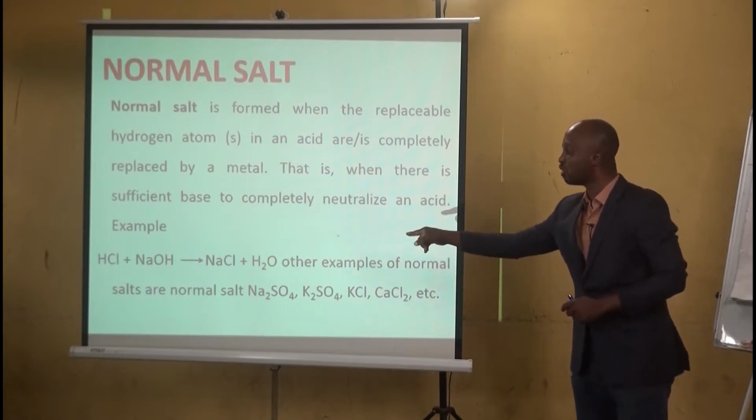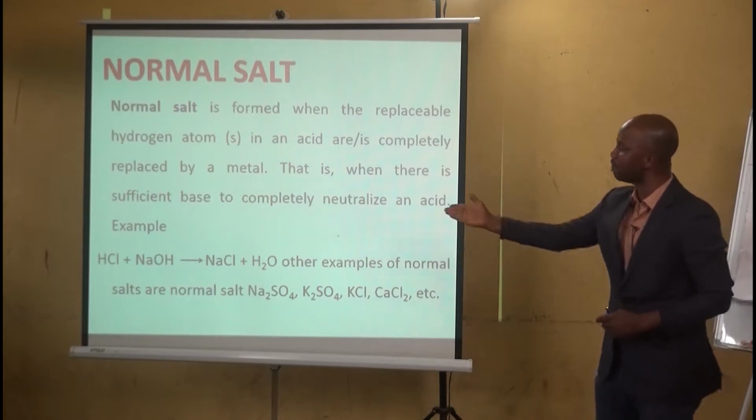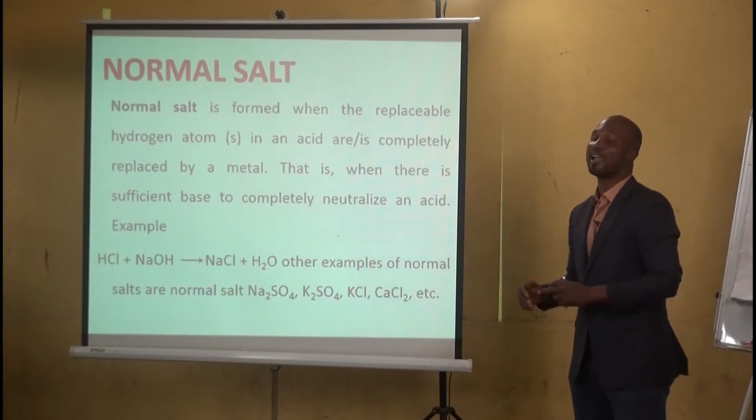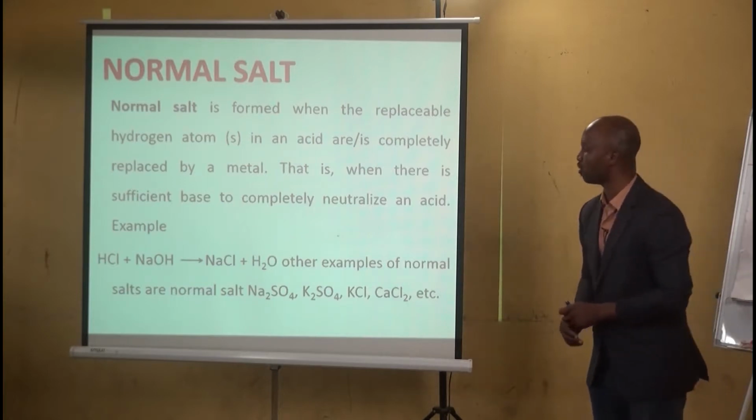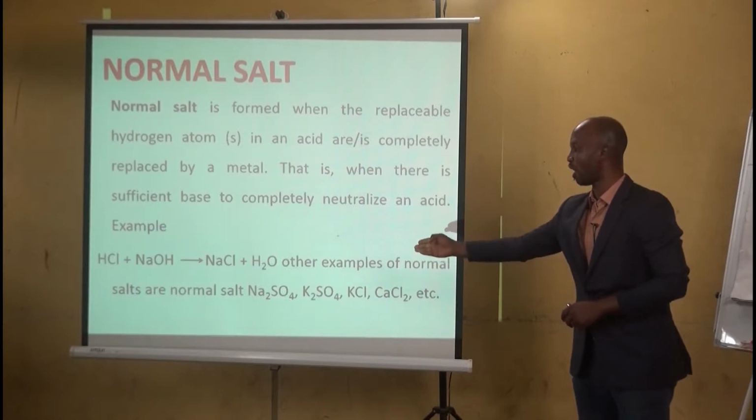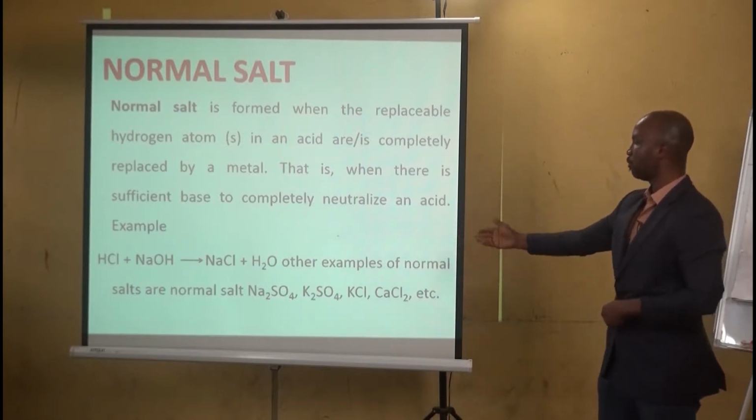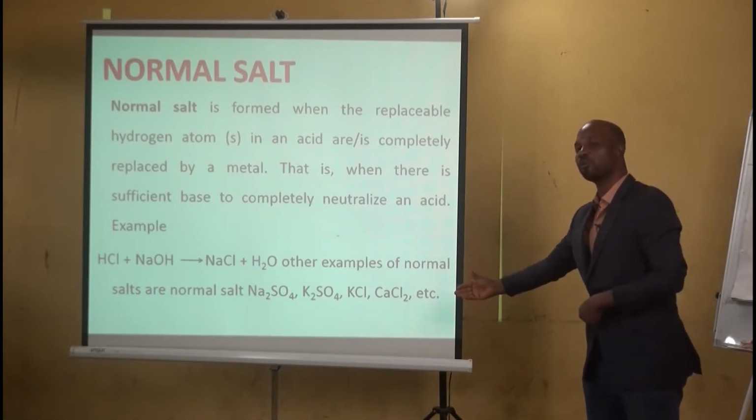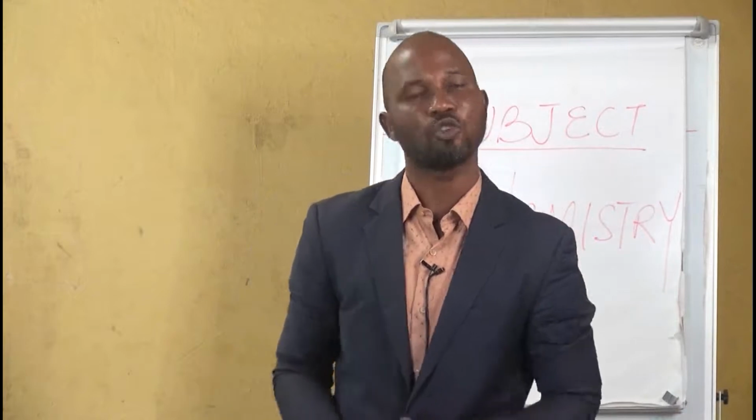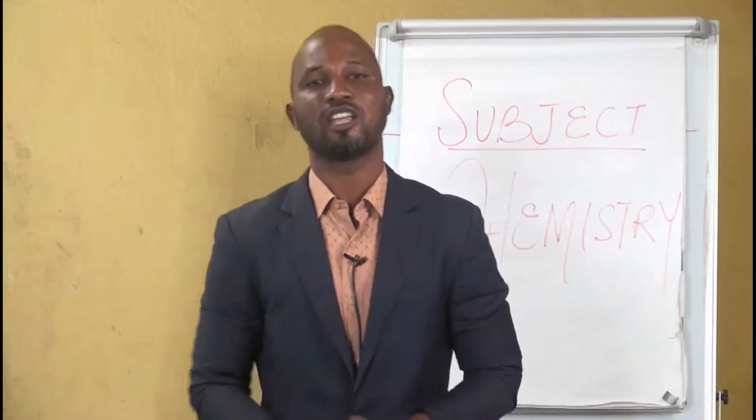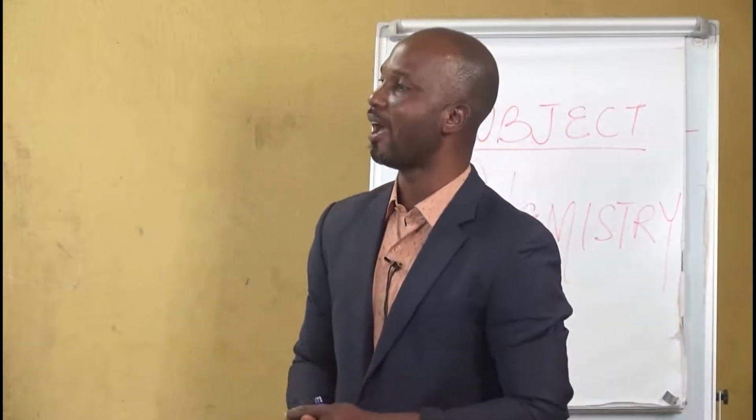You can see in sodium chloride there is no hydrogen atom, meaning that all the hydrogen atoms have been replaced completely, and sodium chloride is a normal salt. Other examples of normal salts are sodium tetraoxosulfate 6, potassium tetraoxosulfate 6, potassium chloride, calcium chloride, just to mention but a few, meaning that you have so many other examples.